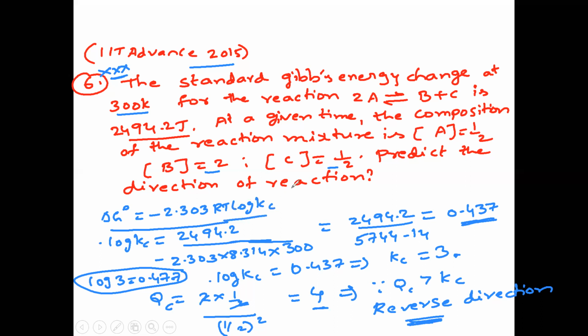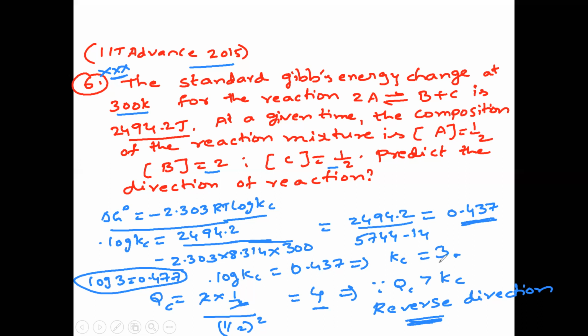Very, very important question, because the standard Gibbs free energy change at 300 kelvins is given for the reaction 2A gives B plus C. So for this, how did we get Q? Q is concentration of products by concentration of reactant. What is the product? Concentration of B, that is 2 is given, concentration of C, that is 1 by 2, divided by concentration of A, 1 by 2 whole square. In this way you have to calculate.